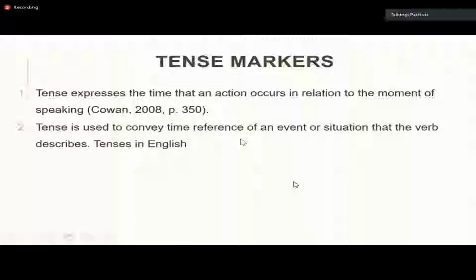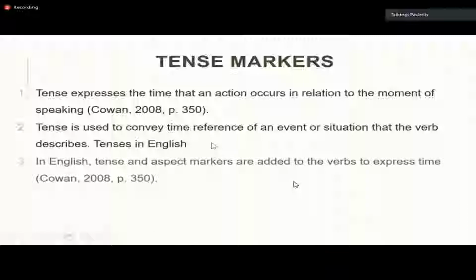tense basically is used to relate an action from the moment of speaking to some other point in time. And in English, it is conveyed using inflectional morphology. So the tenses that we're going to focus on are the simple present tense and the simple past tense. Those are formed by basically adding S to the bare form of the verb in the case of the simple present and ED in the case of the simple past.